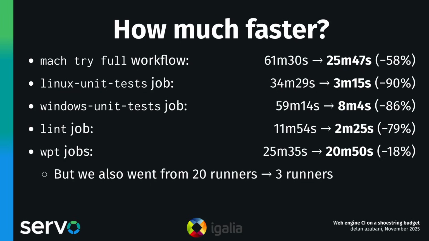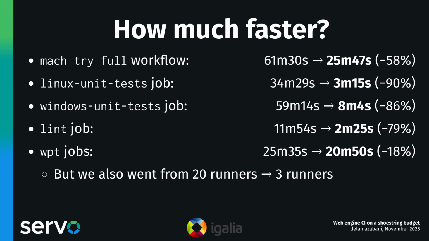How much faster is this system with the self-hosted runners? Well, it turns out quite a lot faster. We've got this typical workflow that you use when you're testing your commits, when you're making a pull request. And if you kick off a try job like this, several of the jobs that we've now offloaded onto self-hosted runners are now taking 70, 80, even 90% less time than they did on GitHub-hosted runners, which is excellent.